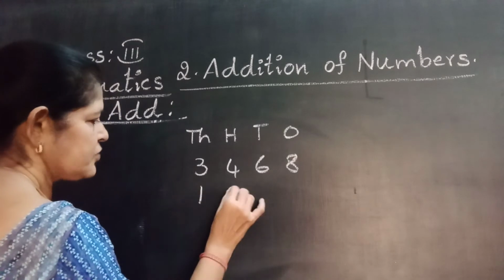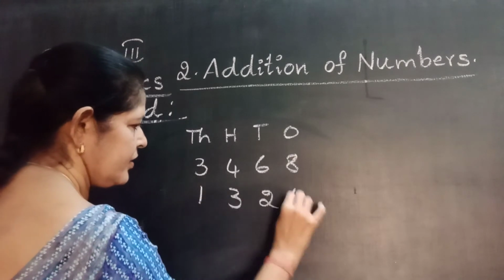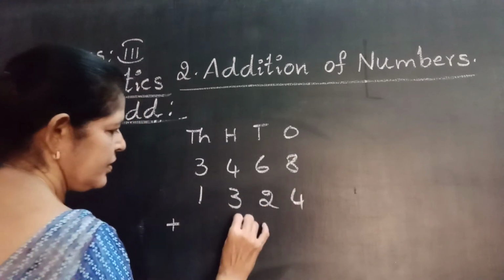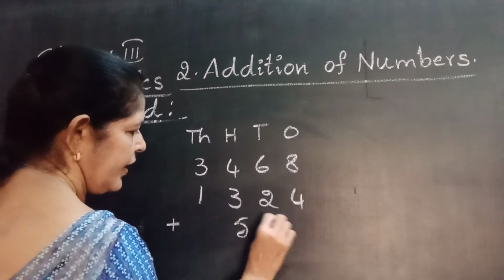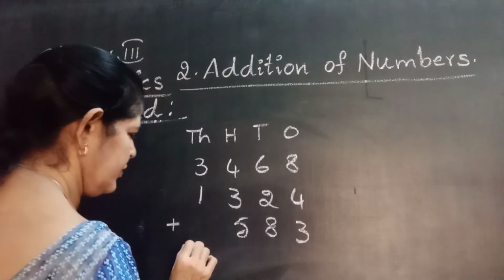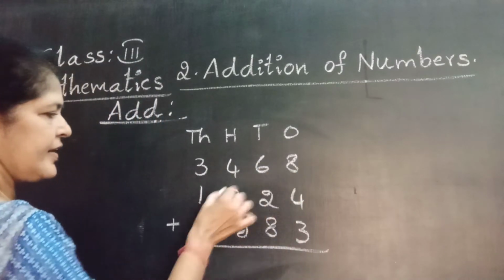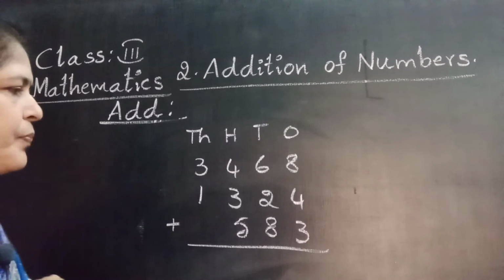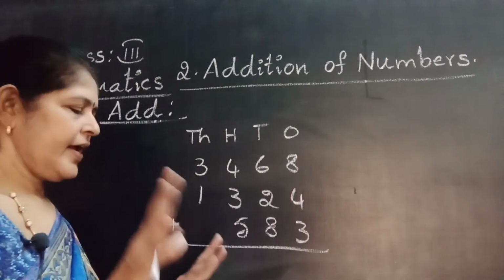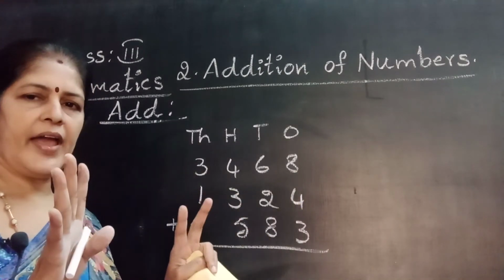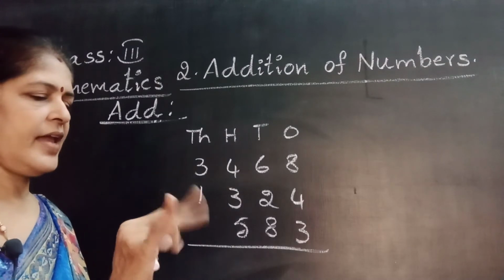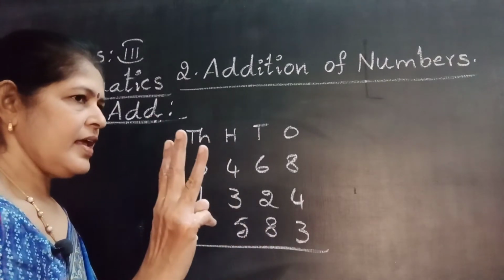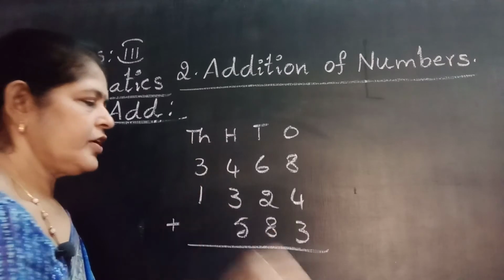3468 plus 1324 plus 583. See, 4-digit numbers and a 3-digit number. This is also start from ones place. Start from here. Take 8 fingers. 4 after 5, 6, 7, 8, 9, 10, 11, 12. 12 plus 3, 13, 14, 15.